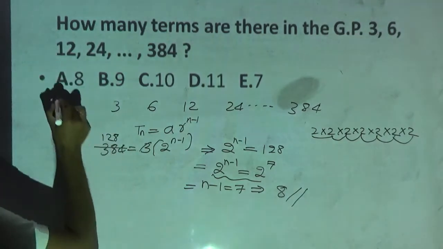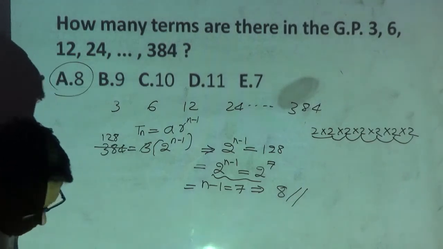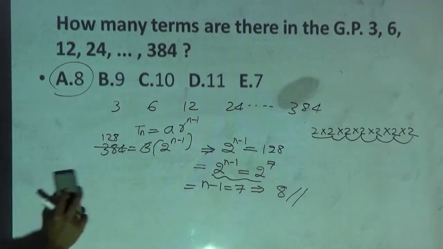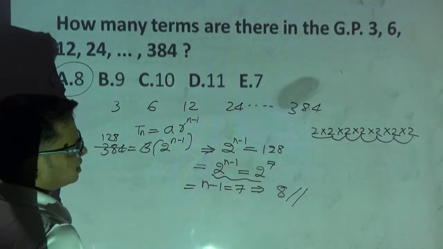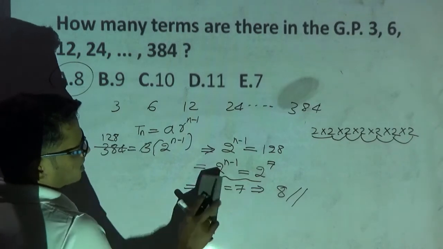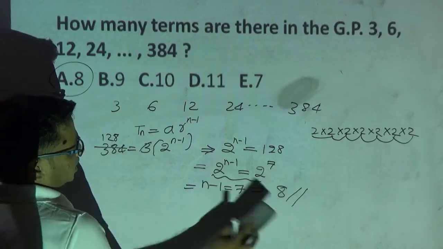The answer for this question is option A. What is your n? 8. Therefore, there are 8 terms here. Option A. That's it, you need to apply the formula. The nth term is given by A into r to the power of n minus 1, and 128 is nothing but 2 power 7. If the bases are the same, definitely the powers should be the same. N minus 1 is equal to 7. Therefore, n is 8. That's it.